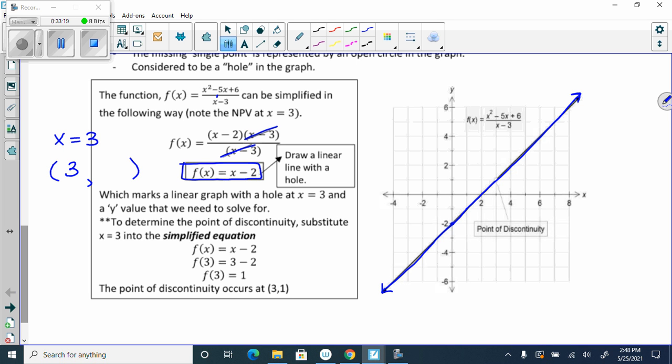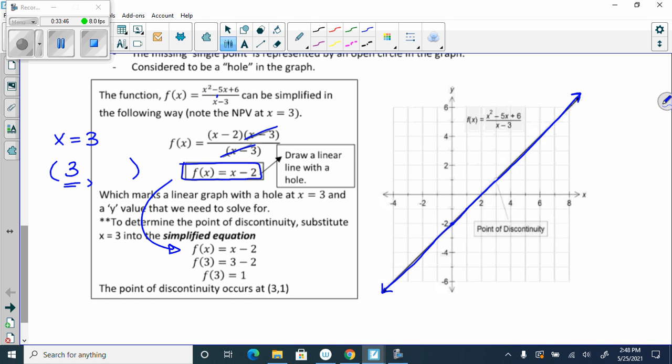So, this marks the linear graph with a hole at x equals 3 and a y value we need to solve for. To determine the point of discontinuity, substitute x equals 3 into the simplified equation. So you take the simplified equation and you find the y value that goes with it. If you put it into the original, it's not going to work. If I plug 3 into here, I'm going to get 0 over 0. It's going to be 0 every time, and it's not right. So you always plug what x value you get into the simplified equation.